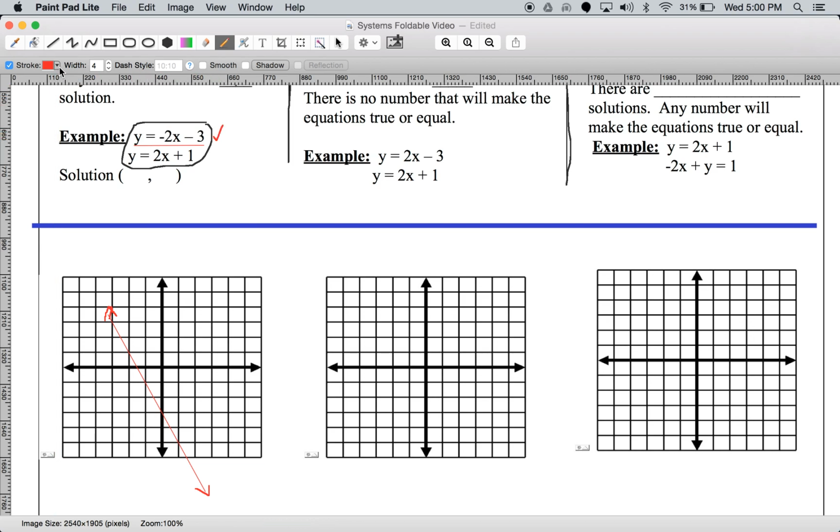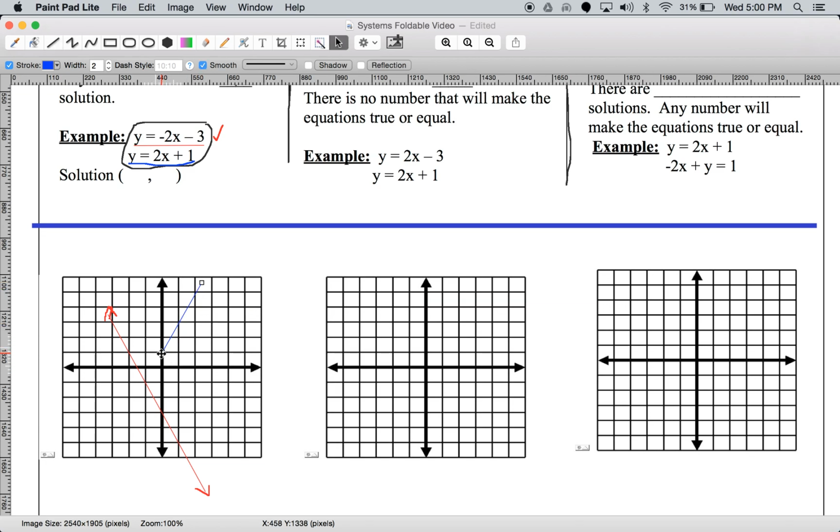We're going to do the next one in blue. So the second equation is going to be in blue, and y equals 2x plus 1. Again, we start at the y-intercept, which is this positive 1. So we're going to start at 1. And our slope this time is positive 2. So that means we're going to rise 2, run 1. So I can do it again. Rise 2, run 1. Right here.